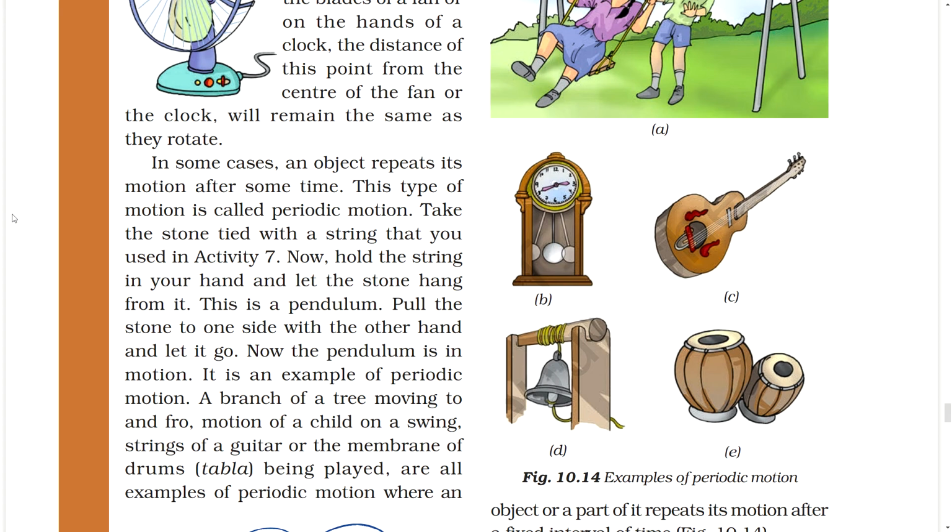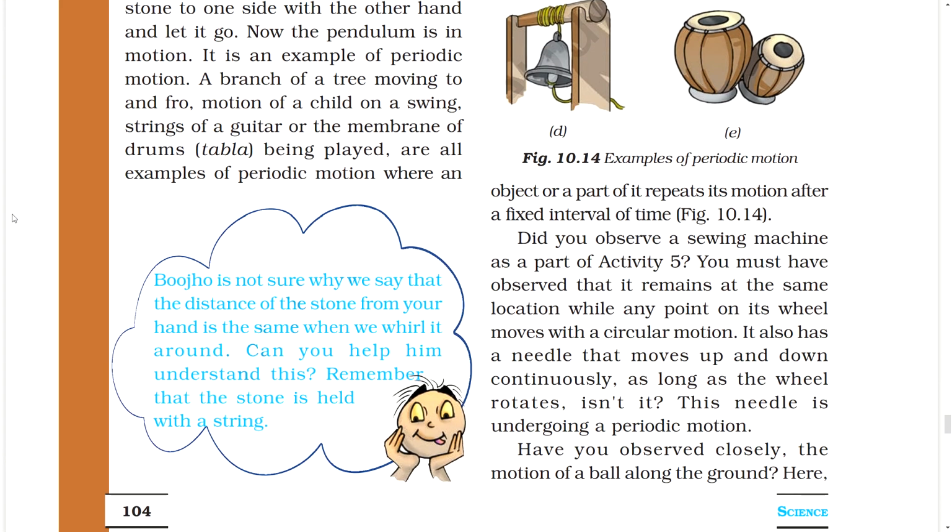It is an example of periodic motion. A branch of a tree moving to and fro, motion of a child on a swing, strings of a guitar or the membrane of drums, tabla being played are all examples of periodic motion. Bojo is not sure why we say that the distance of the stone from your hand is the same when we whirl it around. Can you help him understand this? Remember that the stone is held with a string.